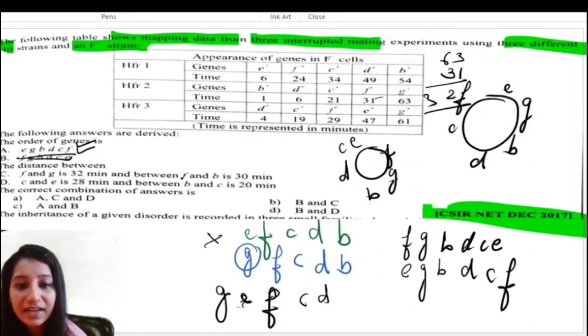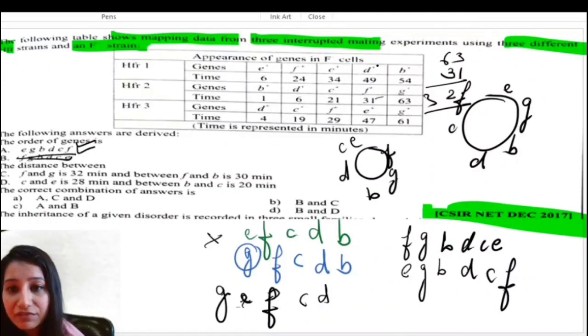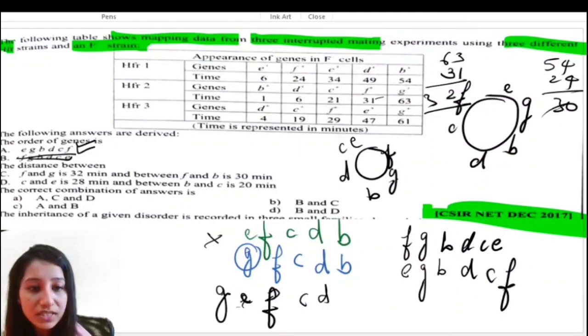Yes, this is correct. And the distance between F and B is 30 minutes. So where is F and B? Here. So 54 minus 24 is 30. Okay, so option C is also correct.